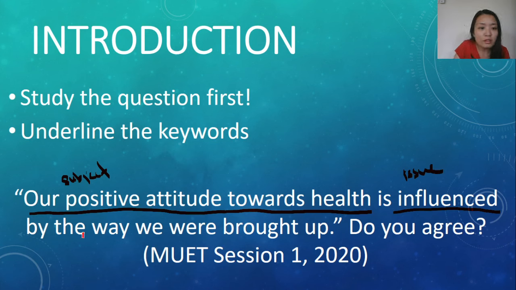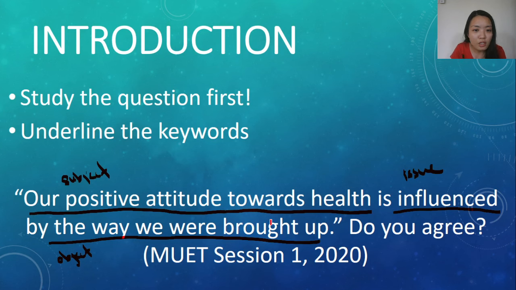And then finally, you need to find out what's the object. First, you find out the subject that is affected by the issue, and the object over here is the way that we were brought up. So these are the 3 important things that you need to talk about throughout your whole essay.